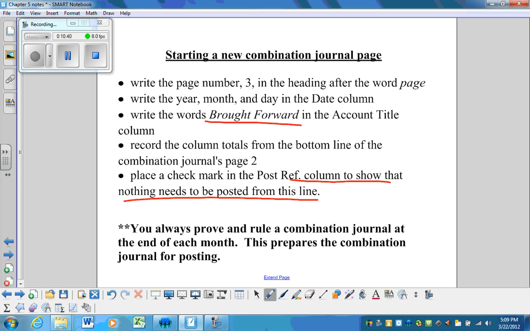You always prove and rule a combination journal at the end of each month. So, let's say you got done the month, but you didn't run out of room on your combination journal. Just stop where you are, single underline, prove, double underline. If the month had a lot of transactions and you have to do it on more than one page, you just continue on like I just showed you.